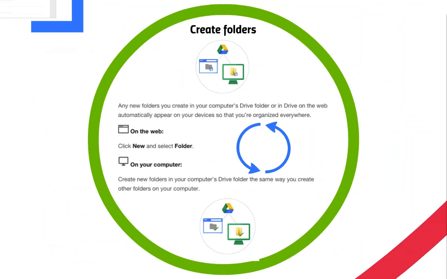So how do you create folders? From the website, you're going to go to the nice red button on the top left-hand side, click New, and then select Folder. This will create a new folder within the Google Drive. Now, if you're working with Google Drive on your computer, you do it the same exact way you would normally create a folder on your desktop, by right-clicking and hitting New Folder, or going to File, New Folder.